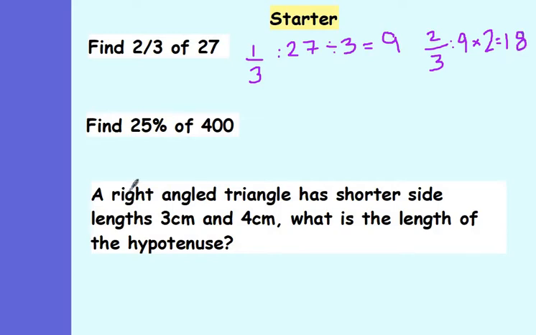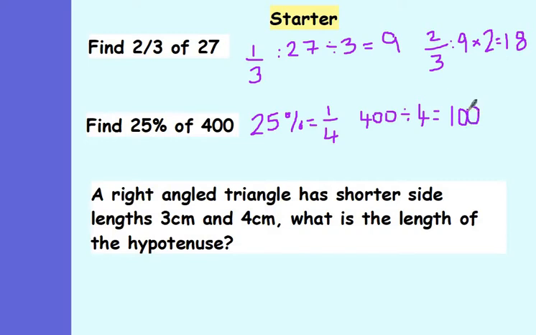Luca, how can I find 25% of 400? Exactly, 25% is the same as a quarter. So I divide 400 by 4, which gives me what, Theo? 100, thanks very much.